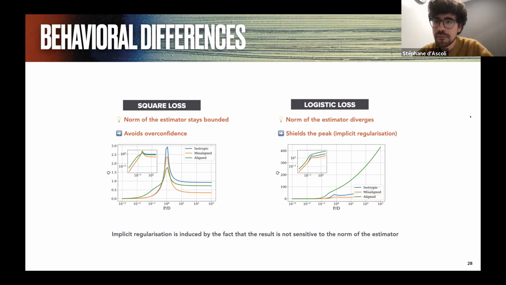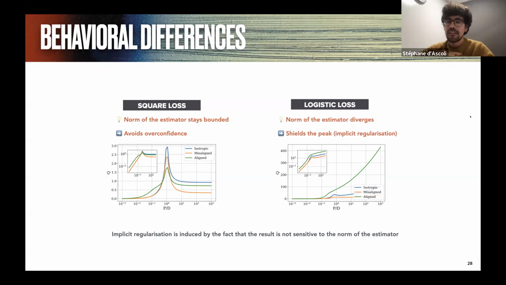And what's interesting is that when the data is easier, so in the aligned scenario, you can see that it increases even faster. The overconfidence is even more strong. So really, the logistic loss gives an advantage for easy data sets because it can really detect the easiness of the data set and become more confident.